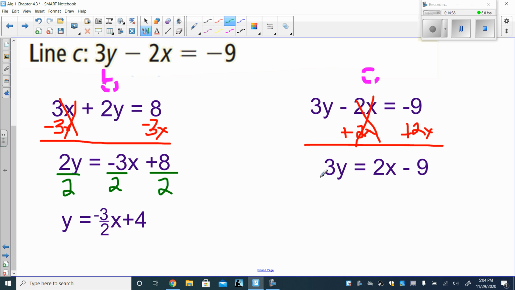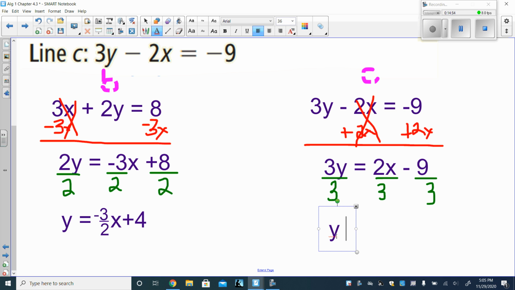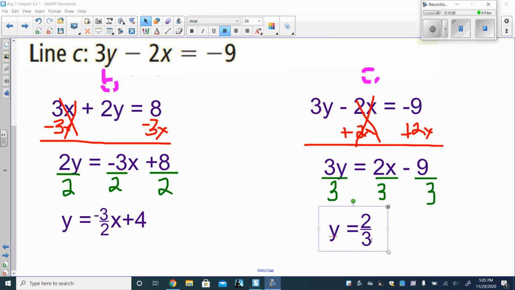Now at this point here, we need to get y by itself. Still, we don't need 3y, we just need 1y. So we're going to divide everything by 3. And the reason we do this is because 3y divided by 3 will give us 1y, or just y. 2 divided by 3 will not simplify, so it'll just be 2/3. So we have 2/3 x minus, well, 9 divided by 3 will give us 3, or negative 3.